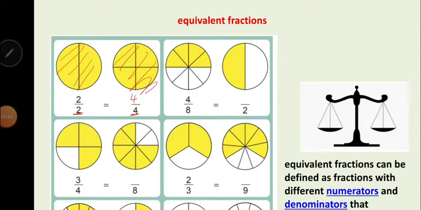Now, how can we get the equivalent fraction? You will multiply or divide the numerator and the denominator by the same number. If I multiply up by 2, I will multiply down by 2. If I divide up by 3, for example, I will divide down by 3. So, I have here 4/8.